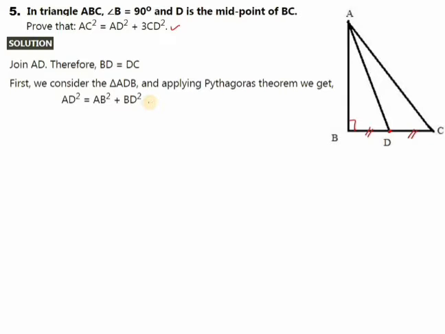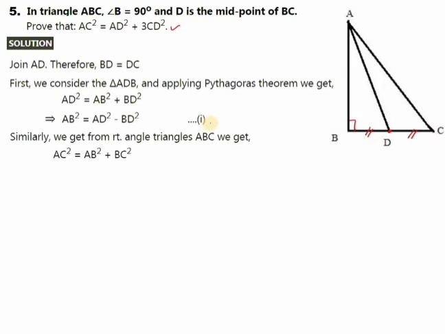Now from here, what is AB square? Bringing this out here, you get AD square minus BD square, and let me call this equation number 1. Now we will consider another right angled triangle. Forget about this AD. Triangle ABC is a right angled triangle. In this, AC becomes your hypotenuse. So that's why you have AC square is equal to AB square plus BC square. From here also we'll find AB square will be equal to AC square minus BC square. Call this equation number 2.